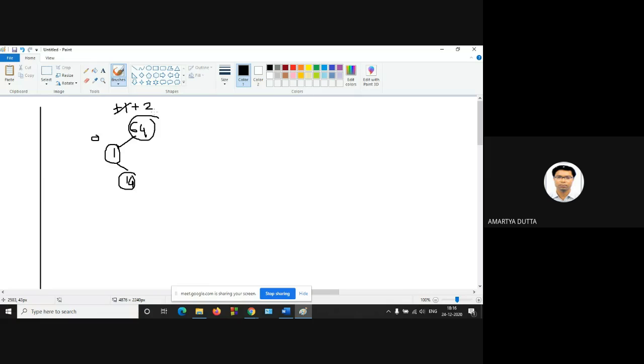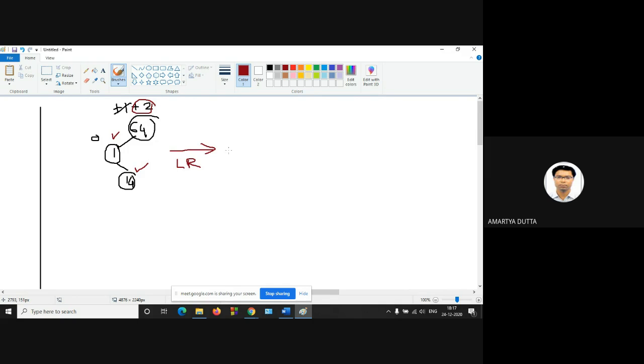Is it correct? LR? LL? Sir, LR. Why LR? Because your node 14 is inserted, and the violated node is 64. This 14 is inserted at the right subtree of the left child. Your left child is 1, and it is inserted at the right subtree. So it is an LR rotation. The one who said it is right, this is an LR rotation.